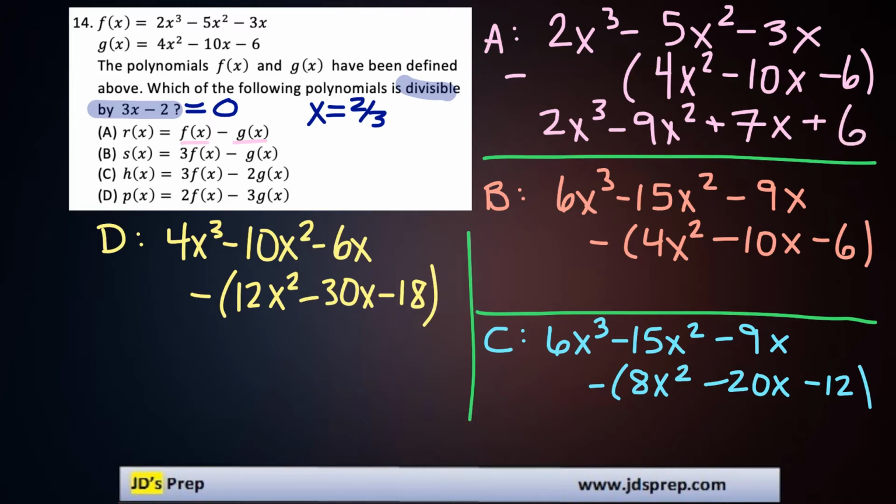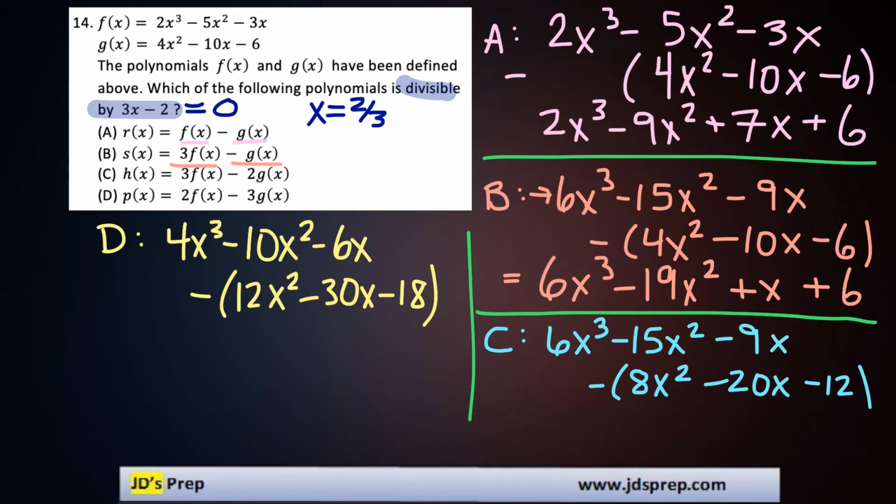For option B, we've got 3 multiplied by f of x minus g of x. So again, to save time, I've already multiplied f of x by 3, so you can see that 2x cubed becomes 6x cubed, minus 5x squared becomes minus 15x squared, and so on. Anyway, by simplifying this, we will then have 6x cubed minus 19x squared plus x plus 6.